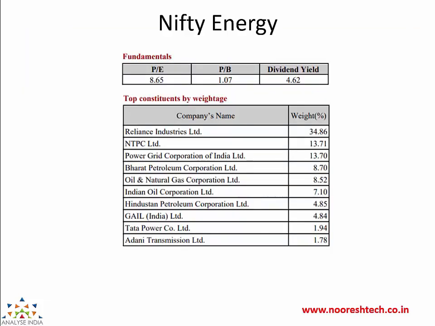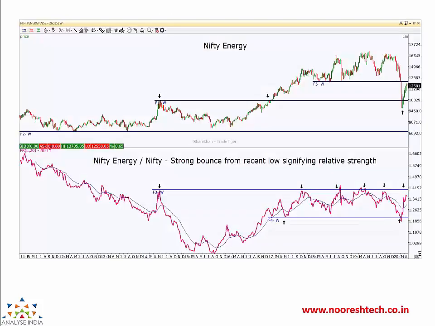Next we see is Nifty Energy. Nifty Energy, the majority weight is from Reliance Industries, which is 35%, followed by NTPC, Power Grid, BPCL, ONGC. Let us see the chart.